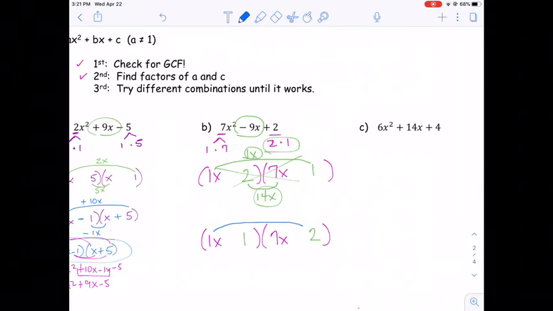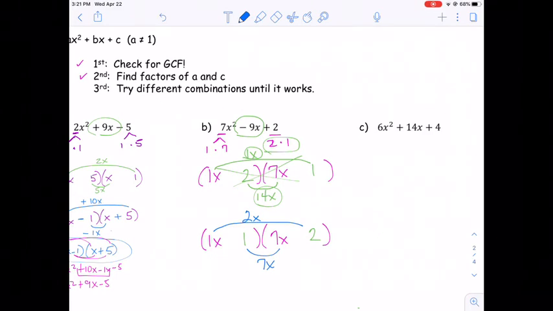1x times 2 is 2x. 1 times 7x is 7x. Can I get a 9x with a 2 and a 7? Yes, I can add those together to get a 9. So I just have to decide what my signs are going to be. I want to multiply to a positive 2 and add up to a negative 9.